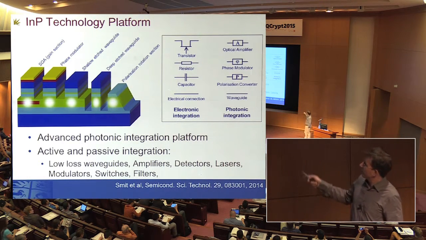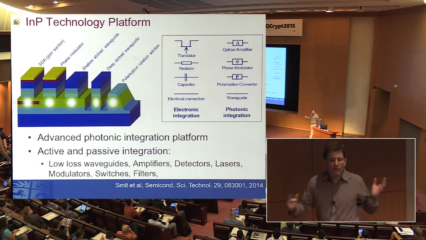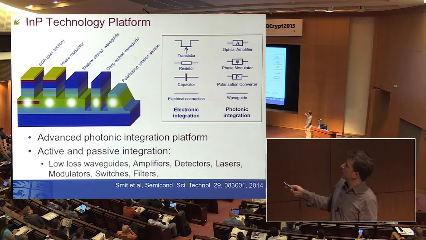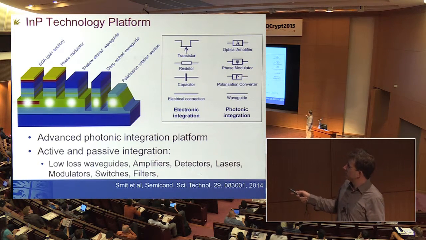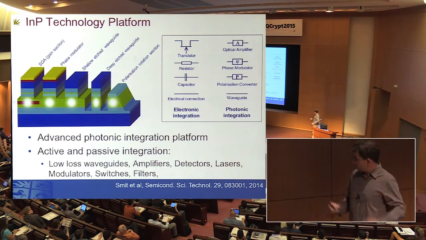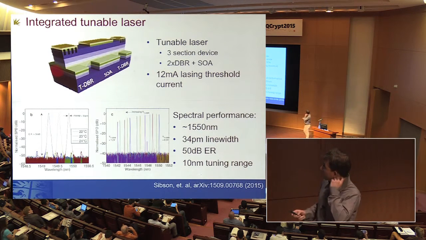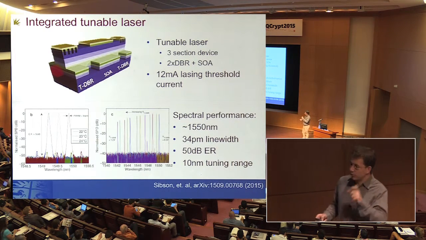And in a way, it's sort of likened to the kind of transistor, resistor, capacitor that you have in electronics. From that, you can make whatever you want. And here we've got optical amplifiers, phase modulators, polarization converters, waveguides, and that's the toolkit that we can use to make a whole array of different types of photonic circuits. This is what the tunable laser looks like that we have on the chip.